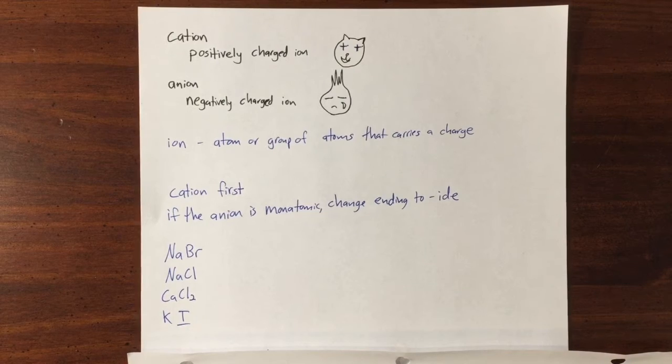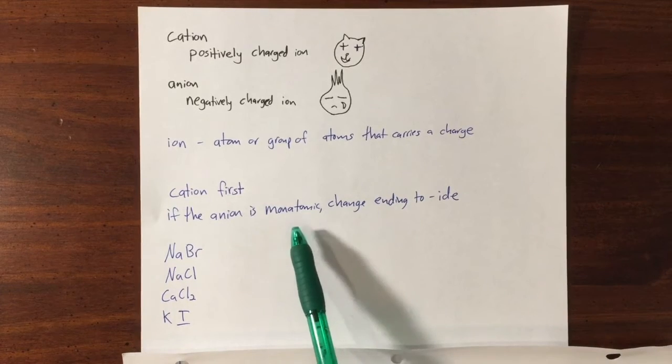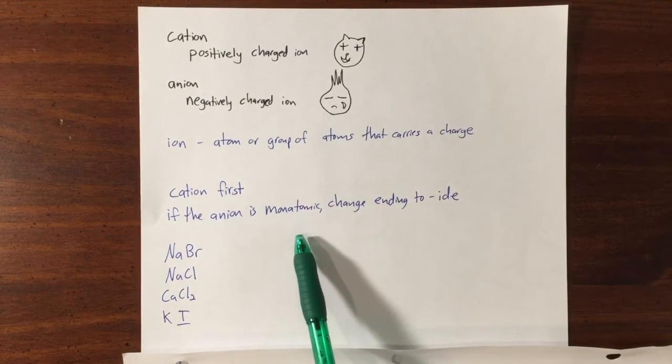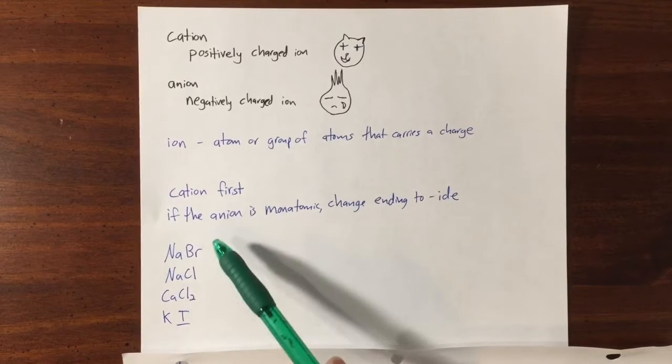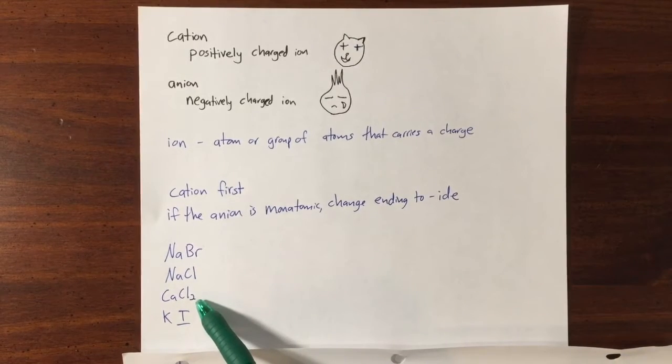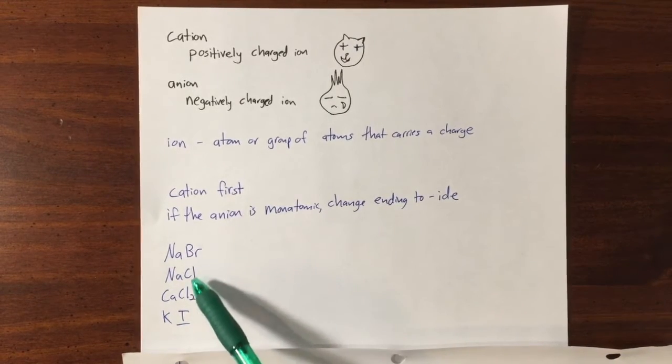There are a couple of rules to remember when you're naming ionic compounds. The cation or positive ion is first. If the anion or the negative ion is monatomic, you change the ending to "ide." Monatomic means that it only has one kind of atom. So all of these here, they only have one kind of atom. Even though this has 2 chlorines, there's only one kind of atom for my anions here.